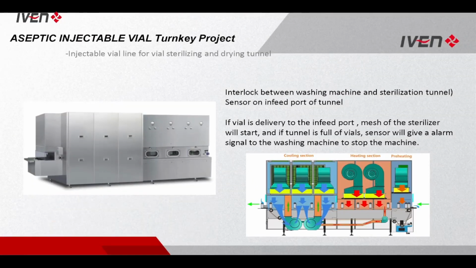Go for the sterilizing tunnel. For the sterilizing tunnel, there will be 3 sections: first, the preheating and heating section, and a cooling section. We also have the interlocking between the washing machine and the sterilizing tunnel sensor for the port of the tunnel.